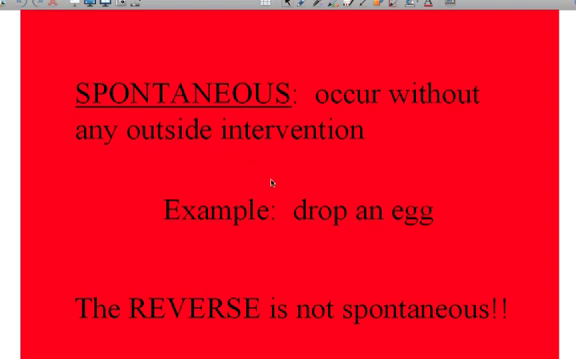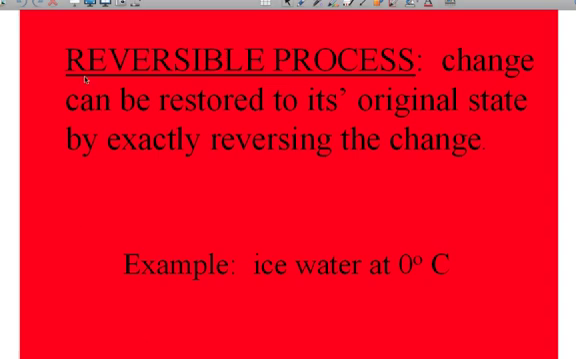For example, if I drop an egg, it will spontaneously just fall and break. The reverse is non-spontaneous. The broken egg is not going to join back together and then jump back into my hand. Okay, so we've got spontaneous reactions, non-spontaneous reactions.